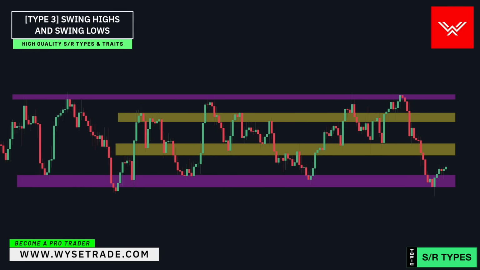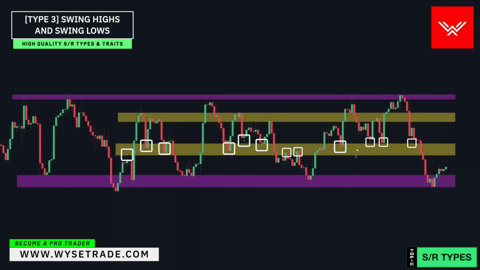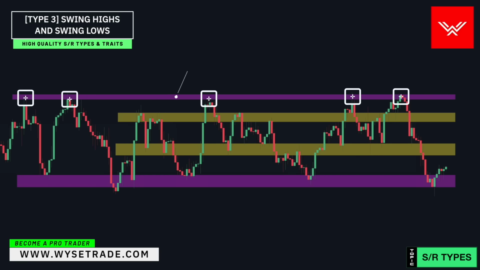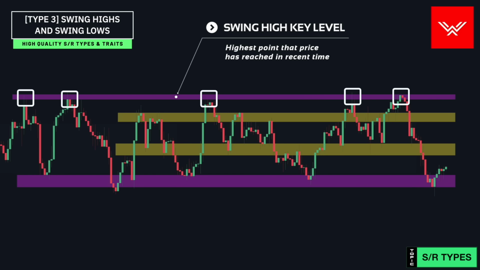Type 3. Swing highs and swing lows. These touches here give you your standard key level. These touches here give you another standard key level. These reversal points at the top here give you your swing high level, as it is the highest point that price has reached in recent time.